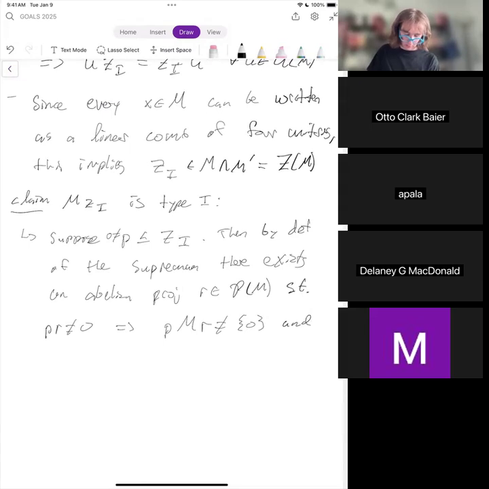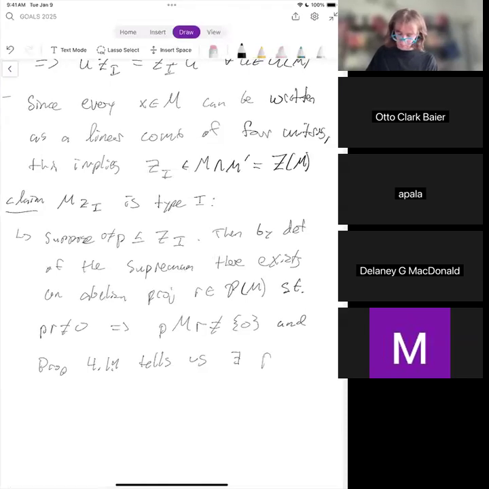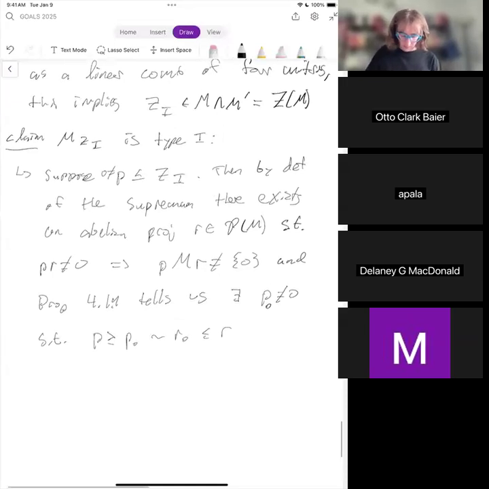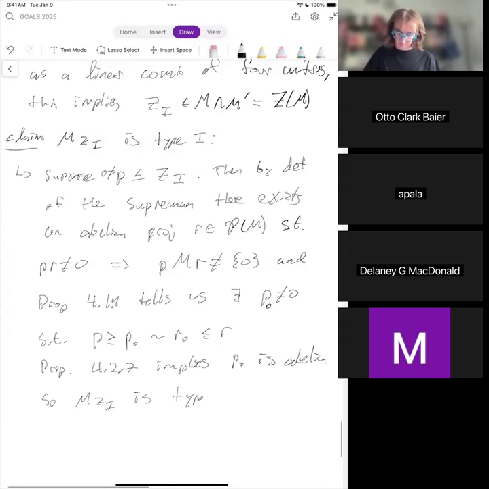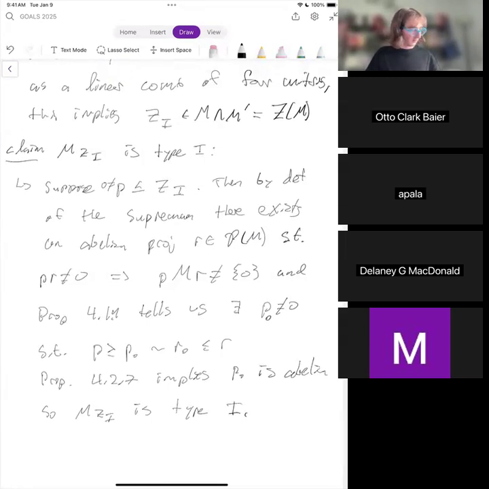And an earlier proposition from section 4.1 tells us there exists P0 non-zero sitting under P that is equivalent to a non-zero projection sitting under R. And then it's going to follow from proposition 4.2.7 that P0 is abelian. So this compression is type 1.